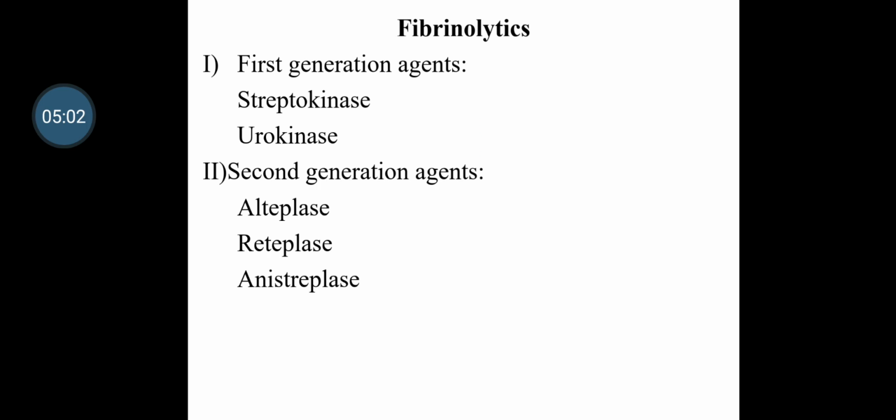Then we can discuss example drugs, which drugs we are using as fibrinolytics. There are two categories of medicines. One is first generation agents and the second is second generation agents. Examples of first generation agents are streptokinase and urokinase. Examples of second generation agents are alteplase, reteplase and anistreplase. So this is regarding the classification. So 3 points we have completed: the definition of fibrinolytics, the mechanism of fibrinolytics, and the classification of fibrinolytics.